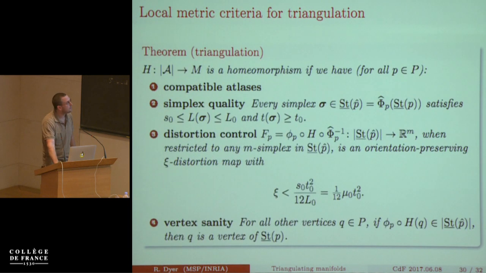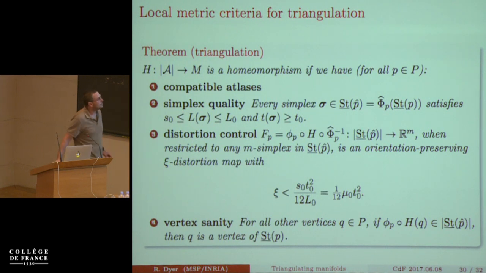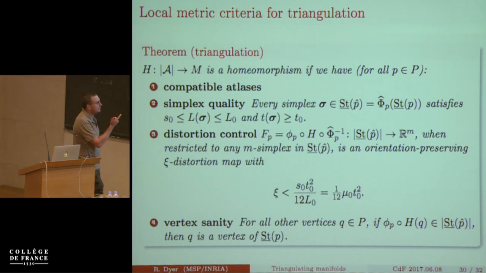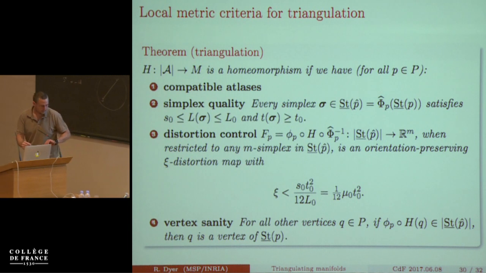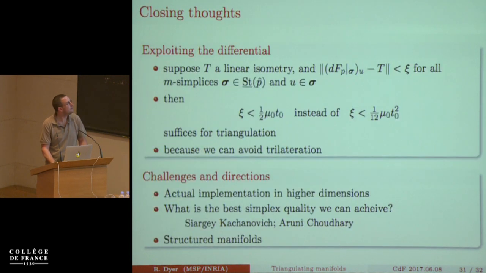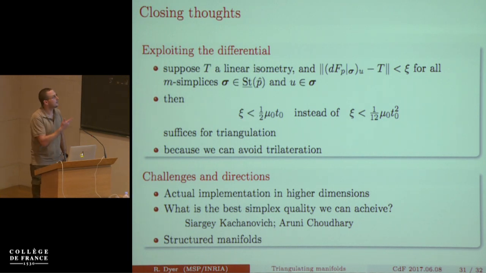Okay, so our final criteria has these 4 points. The vertex sanity is my injectivity criteria. I have the distortion I need on the local version of the map, which depends on the square of the simplex quality, and this bound, this sparsity bound. Okay. Well, there's also exploiting the differential.